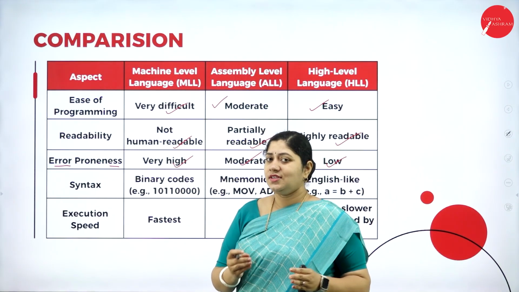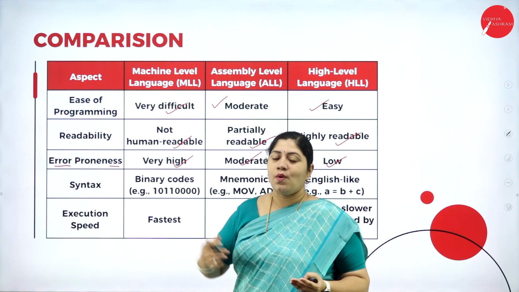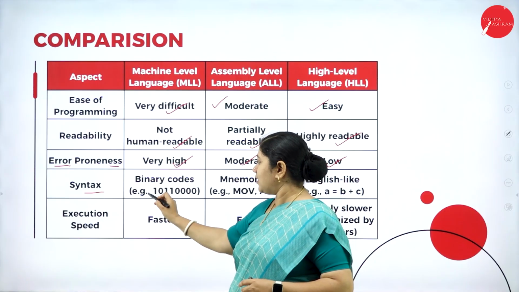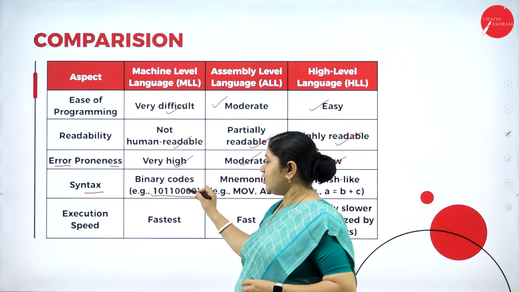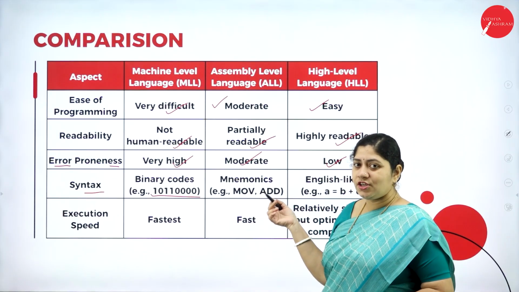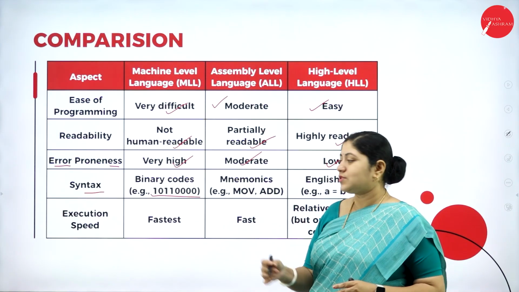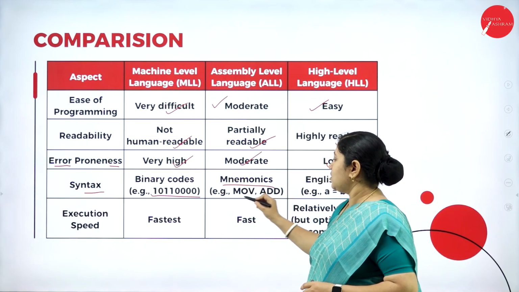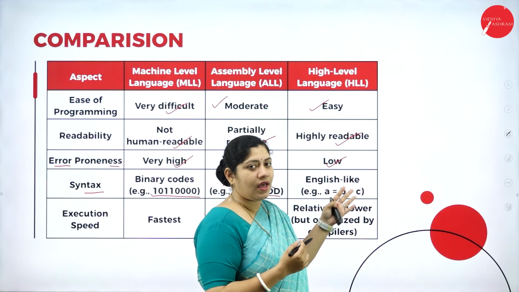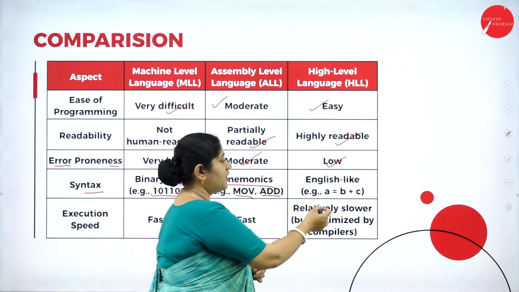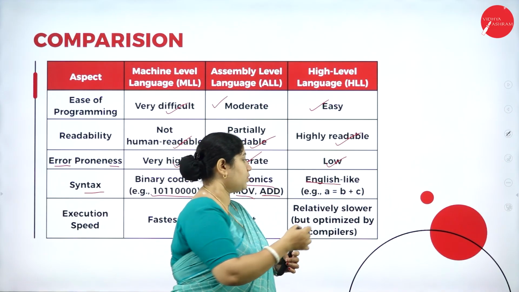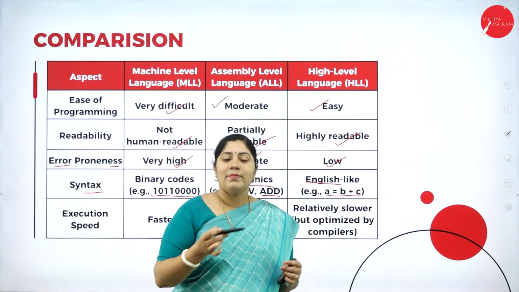Up next, let's see the syntax, like how we can communicate with these languages. We can communicate by using binary codes, for example 10110000. Up next, let's see with assembly language, how do we communicate? Using keywords or mnemonics. So what are those? Mnemonics, for example MOV, ADD, etc. With respect to our high level language, how can we communicate? It's completely in English, or we can use mathematical instructions, for example A = B + C.